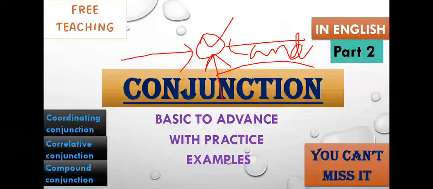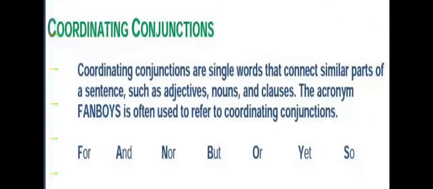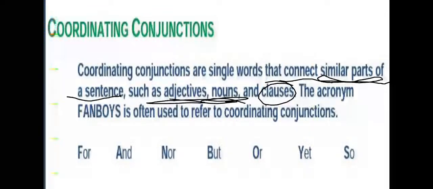Let's move on and talk about coordinating conjunctions. Coordinating conjunctions are single words that connect similar parts of a sentence. That is important: connect similar parts of a sentence. Similar parts means this side would be an adjective and the other side would also be an adjective. If the first side is a noun, then the next side would also be a noun, and there are some clauses as well.